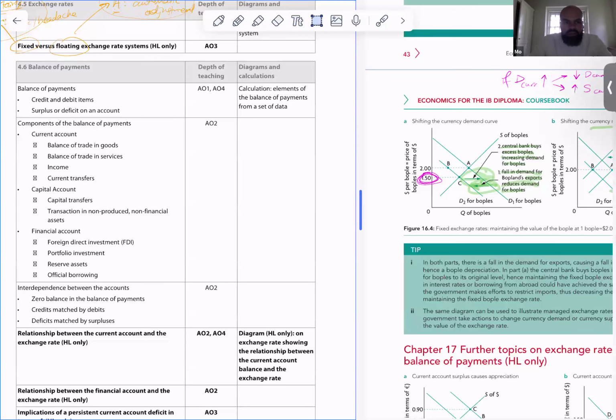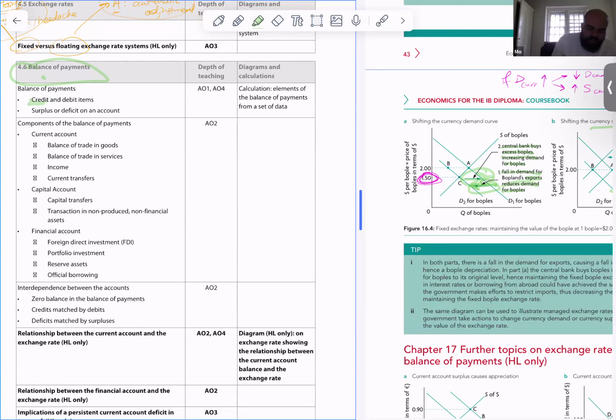All right, so we just finished 4.5 exchange rates. Let's move on to 4.6 balance of payments. Now, the balance of payments is basically a record of all of the financial transactions that happen between the residents of one country and the residents of the rest of the world.